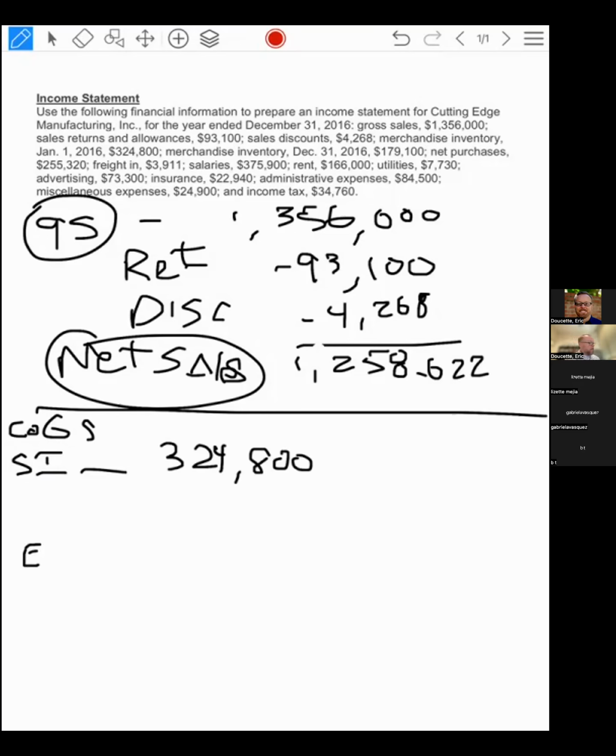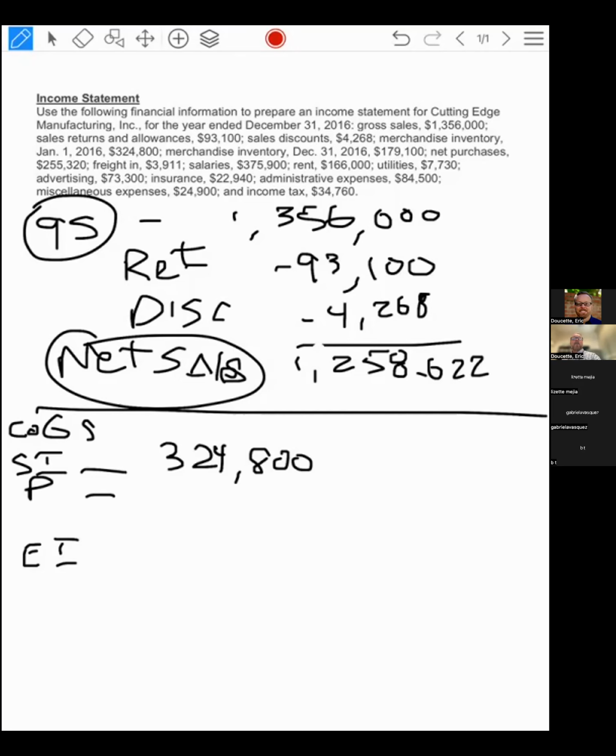We have to add purchases, right? Oh, did I miss purchases? Yeah, net purchases and freight in. We have net purchases 255,320. Oh, that's what I missed. Well, no, I have merchandise inventory in December, but I'm going to do that last. So, all right, hold on a second. I'm going to do purchases in here. That's going to be P.